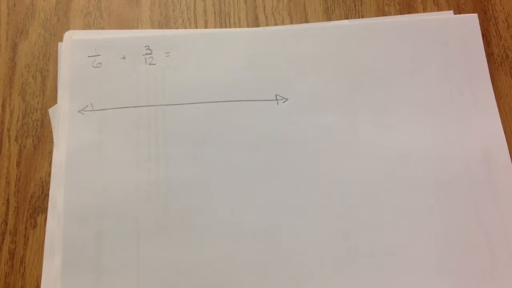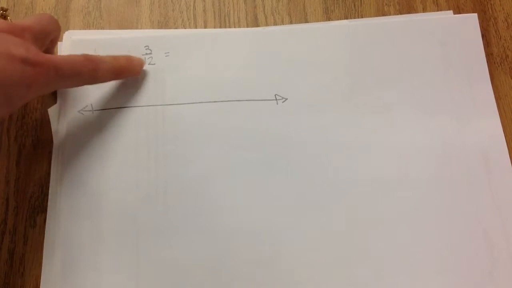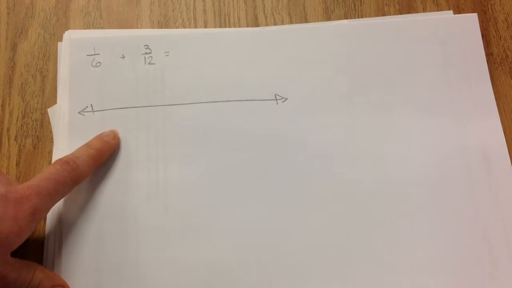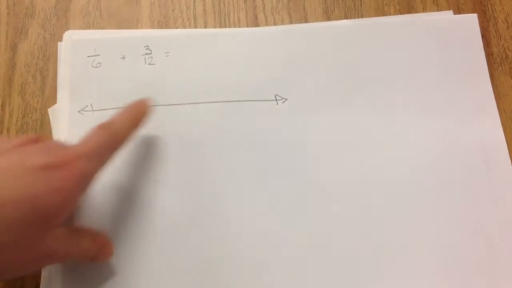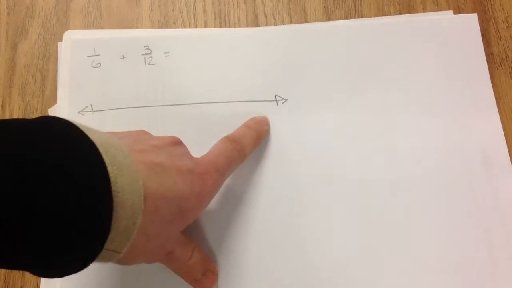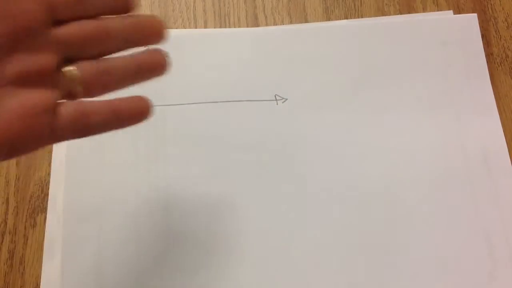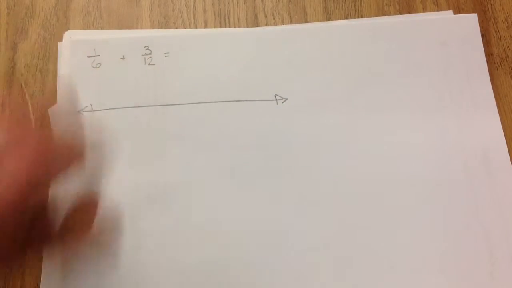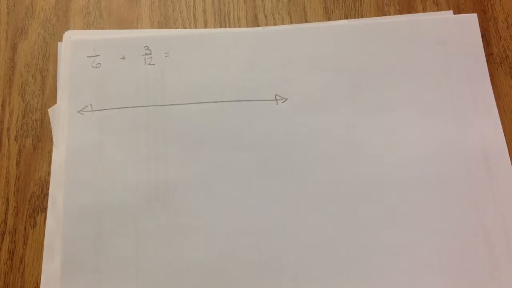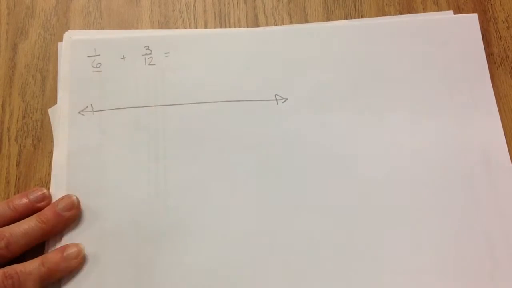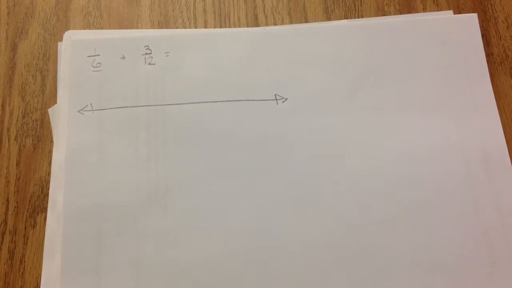The next thing I want you to do is draw 1/6 plus 3/12 with a number line. Figure out what your endpoints are. Would it be between 0 and 1, 1 and 2, 0 and 2? Pay attention to your fractions to help you out. I'd like you to first plot 1/6. Go ahead and pause while you do it.